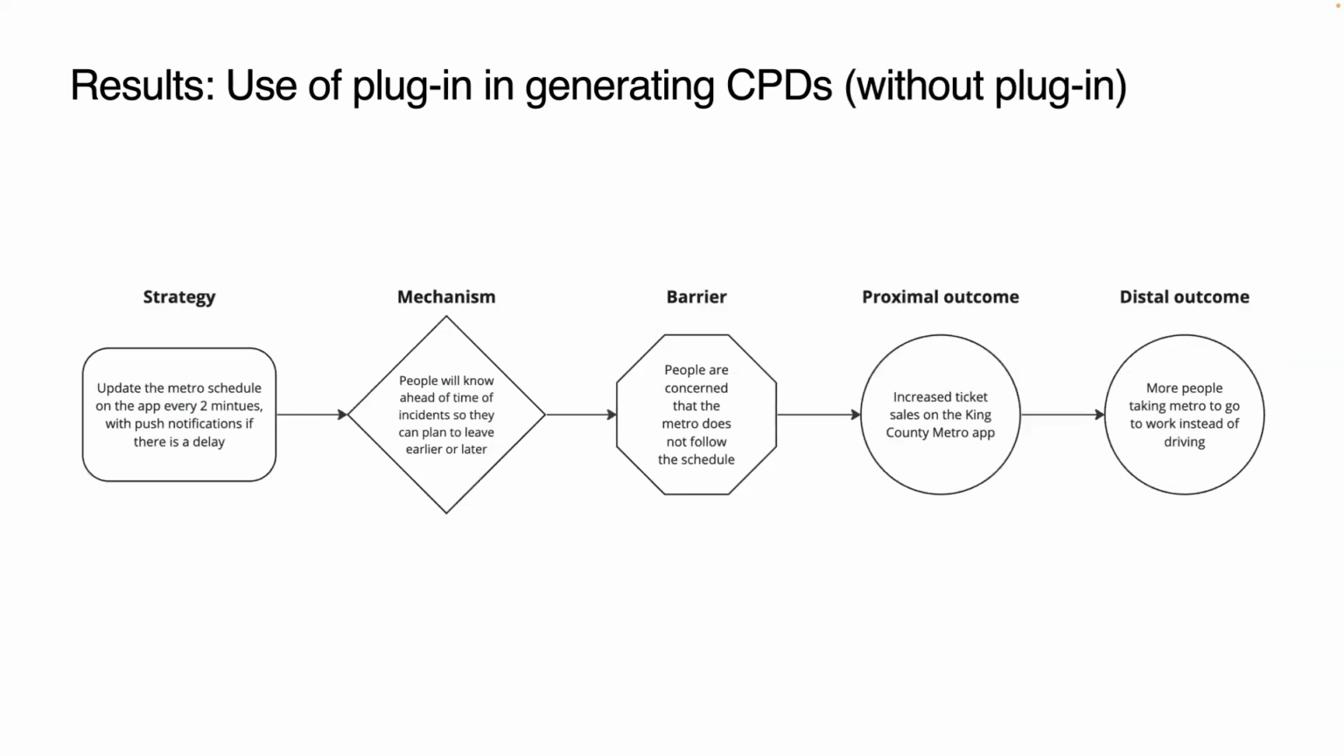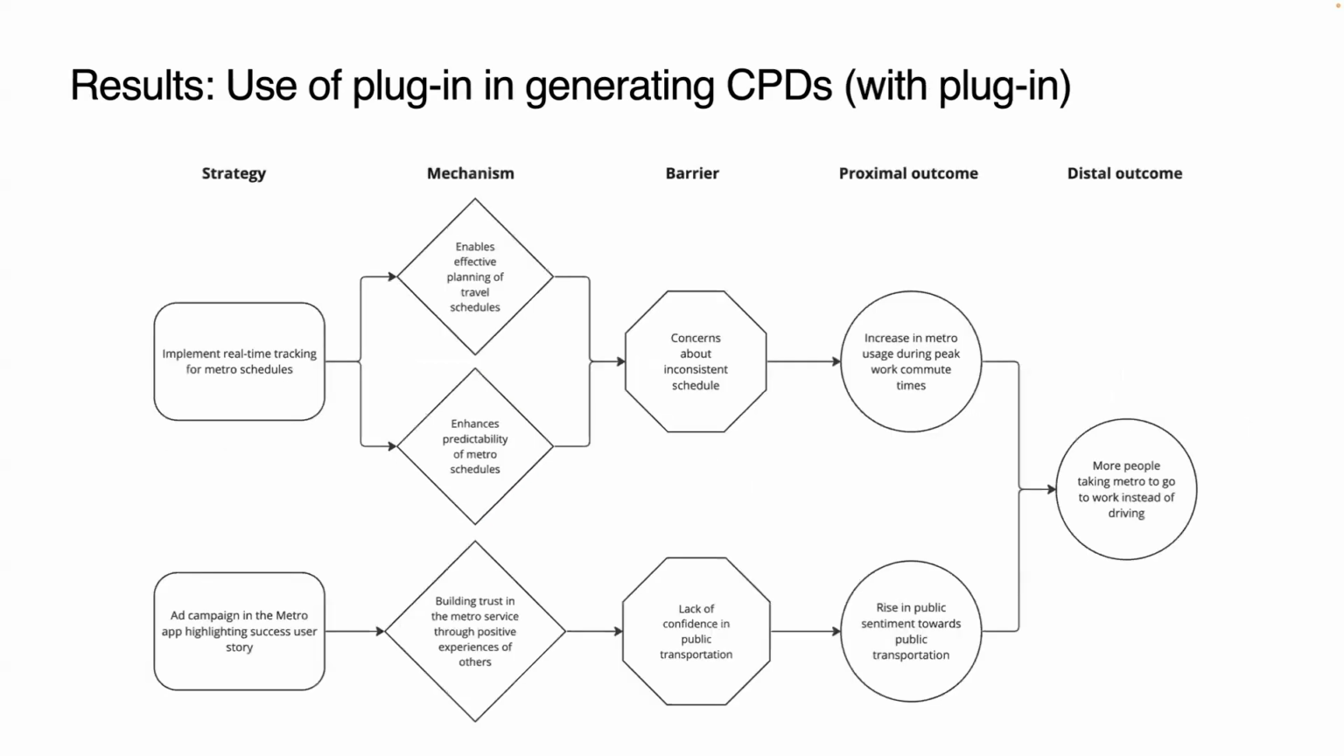For instance, in this example showing a participant's CPD without using the plugin, we can see that people only thought through one barrier, which is people are concerned that the metro does not follow the schedule. In contrast, when our plugin was used, in addition to the barrier of concerns about inconsistent schedule, the participant also thought about lack of confidence in public transportation. Additionally, we noticed for the concern about inconsistent schedule barrier, the participant was able to think about multiple mechanisms as well. This shows that our plugin helped participants think more about diverse options.